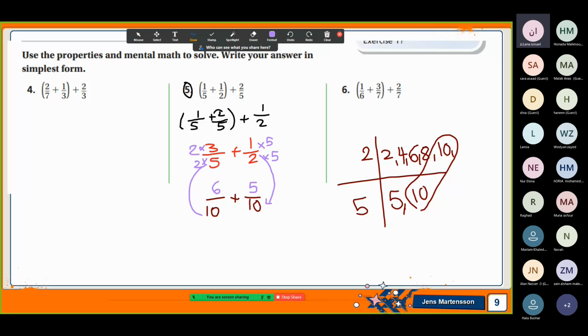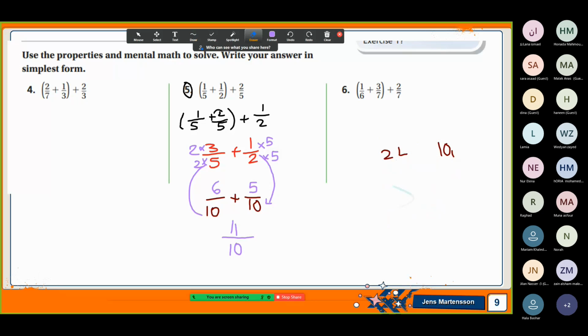Now 6 plus 5 is 11. 11 over 10. Now then, 11 over 10. Can we keep it like this? Can we stop here? No. Why no?